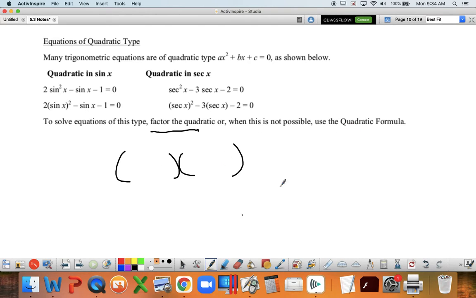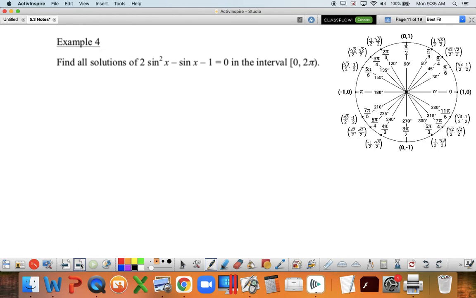I'm going to warn you, we're going to do one example with the quadratic formula. You'll have one example on your homework that uses the quadratic formula. And I know you love singing along to the quadratic song, so we're definitely going to do that. But first, let's start out with what I would consider a more straightforward example.